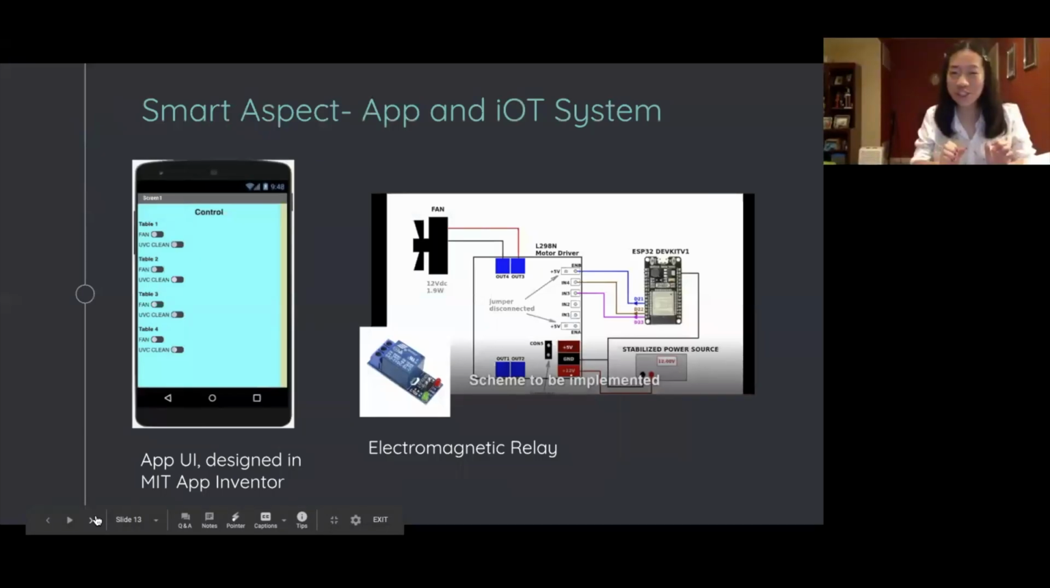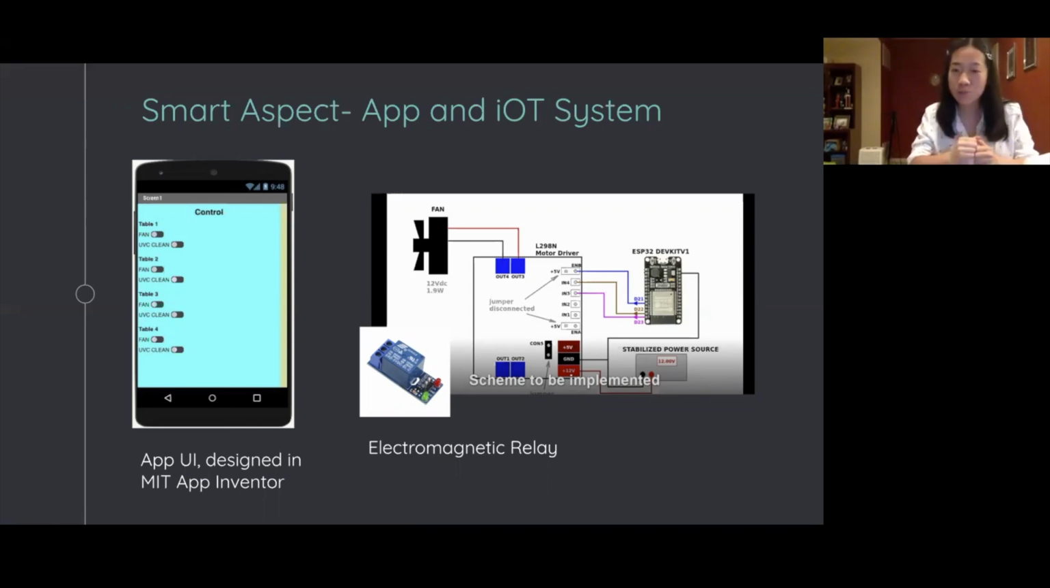Next is the smart functionality of our system that offers Wi-Fi control of multiple filters on an app. And we use MIT App Inventor to create an Android app that controls the fan and the UVC light with web connectivity to our microcontroller, the ESP32. And as you can see on the left is our app user interface with the blue background organized by table for maximum accessibility with the on and off switch for both the fan and the UVC cleaning light. And as you can see on the diagram on the right, the ESP32, once activated by the app, will send a pulse to the L298 motor driver in the center, which then activates the fan.